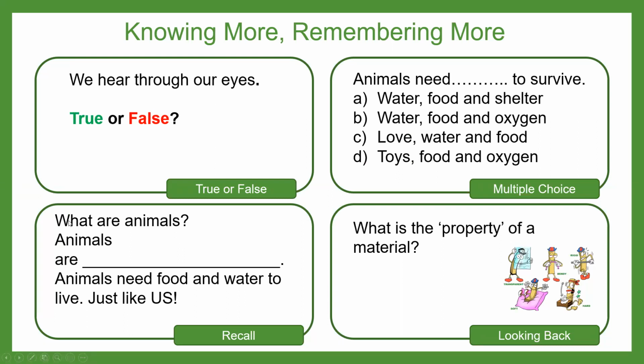Question 3. What are animals? Animals need food and water to live, just like us. And our last question, what is the property of a material?